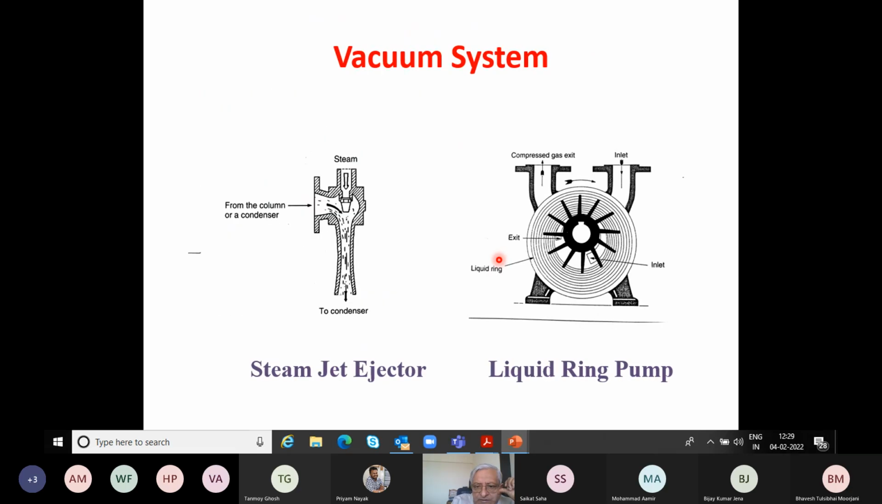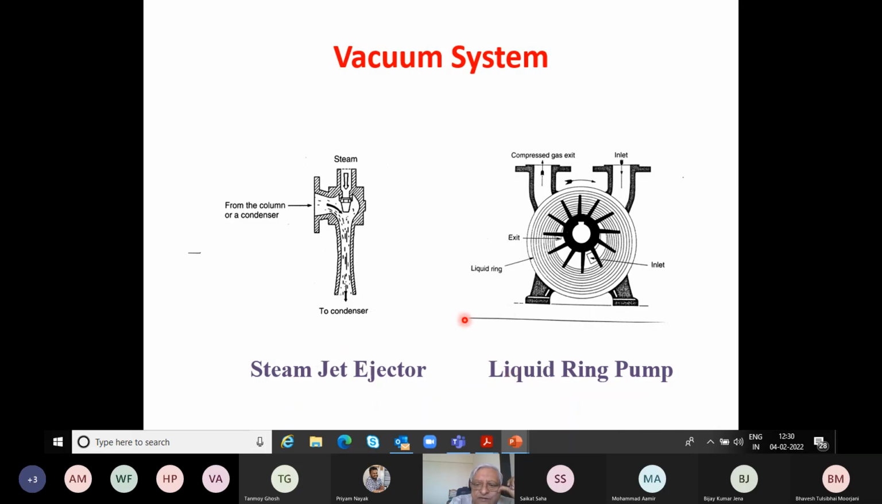And this is how the steam jet ejector looks. So you have steam coming in, and then you have a converging nozzle, followed by a diverging nozzle. So this is the nozzle through which the steam is injected. And when it gets injected, it creates a thrust through this converging diverging nozzle, because of which the gases get sucked in. And then this goes into the condenser, and then you have what you call a barometric leg.